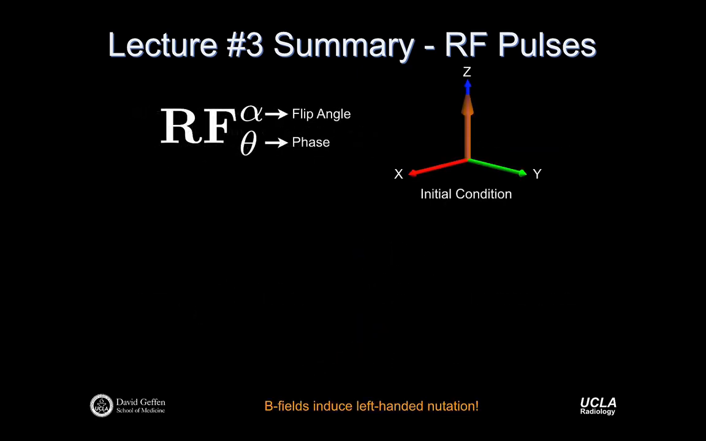Okay, so I also offered this sort of notation that we'll use in this class, which is we'll talk about an RF pulse as an operator, and that operator has a phase and it has a flip angle. The easiest initial condition we have is just that the bulk magnetization points along the z-axis, right? So.